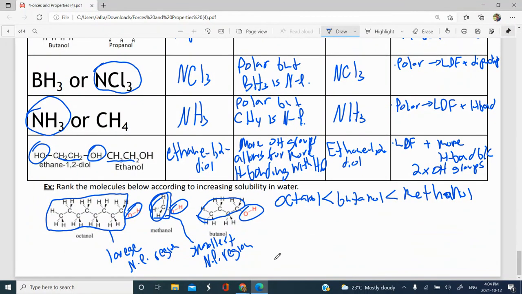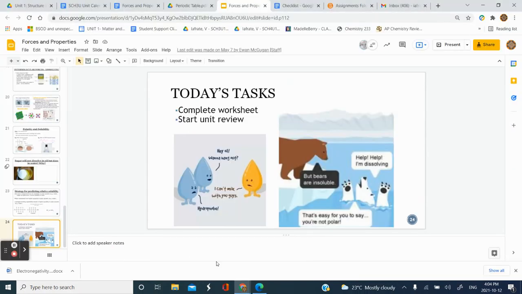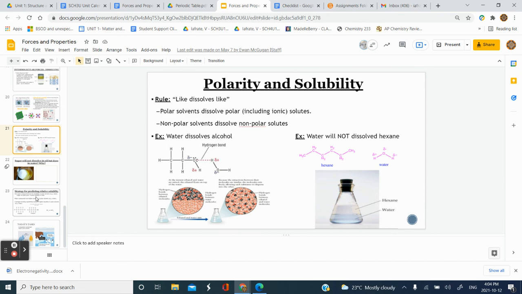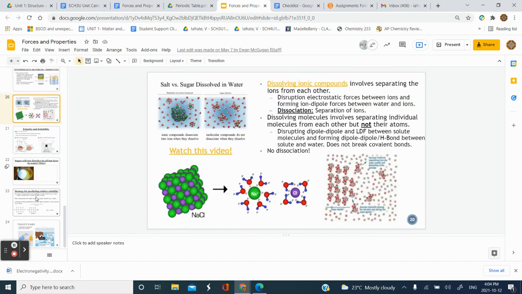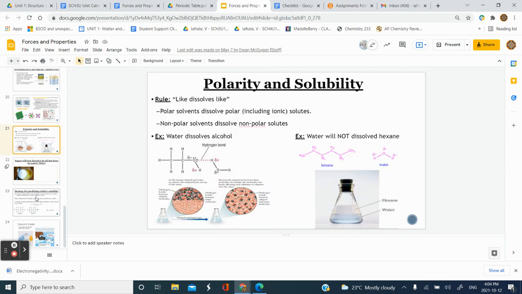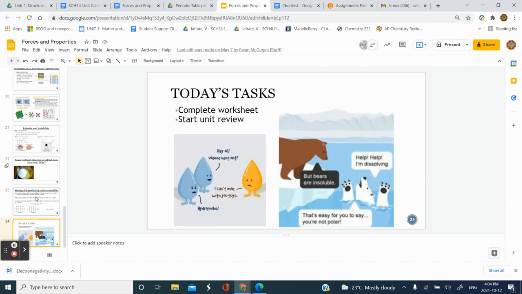And just make sure that you review the process of dissolving for both ionic compounds and polar compounds. And remember that nonpolar compounds won't dissolve in water, but they can dissolve in nonpolar things. And that concludes our intermolecular forces lesson, along with how they determine properties of various substances that we deal with.